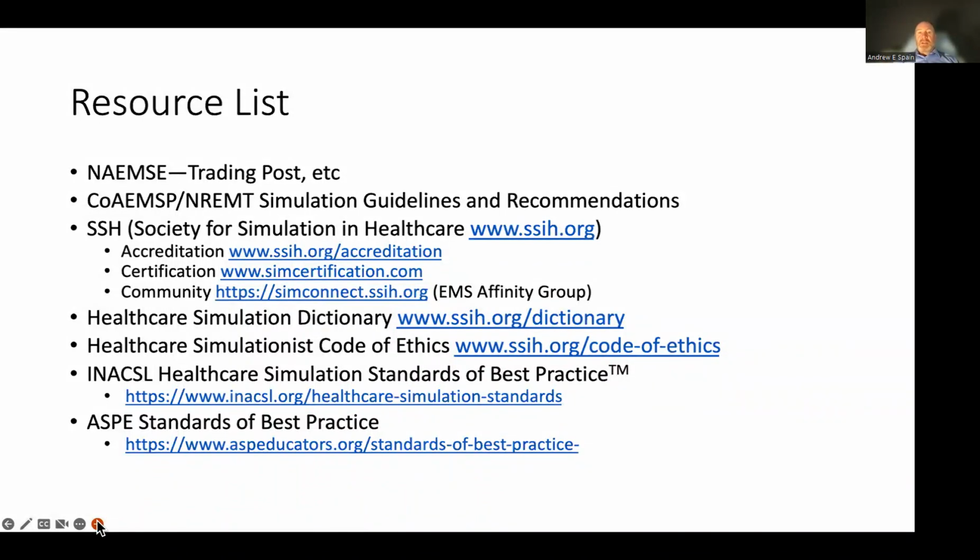COEMSP and NRAMT have the simulation guidelines and recommendations. Some of those people further along the path helped to put that document together and help you with what you're developing, so you have those core quality principles. At SSH, we have our accreditation and our certification. So you're looking at organizational behaviors related to simulation, as well as individual behaviors related to simulation that are embedded in those high quality processes. And we have loads of accredited programs and certified individuals that you can go to as a resource.